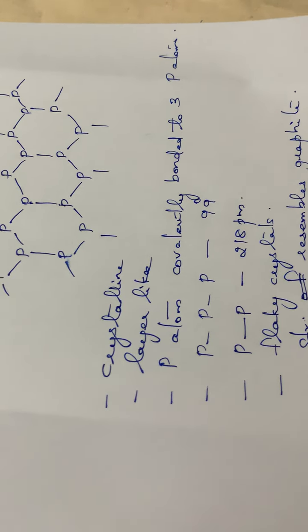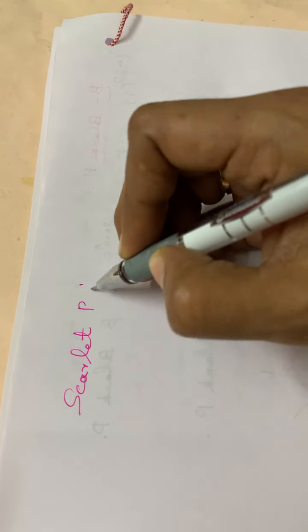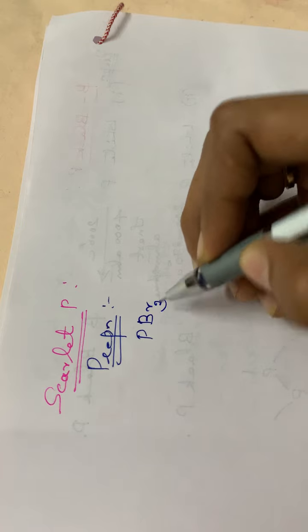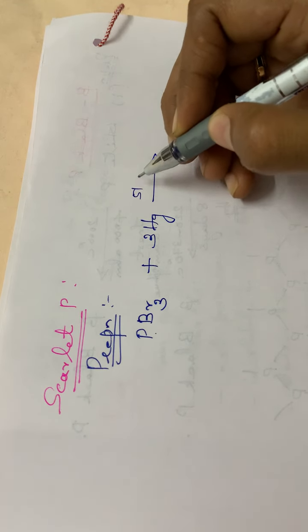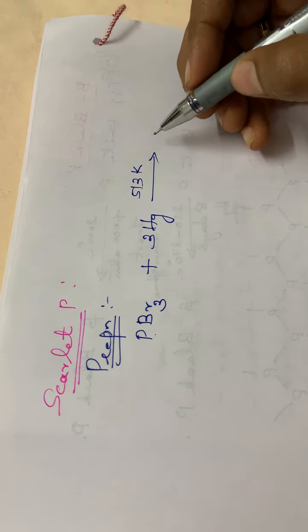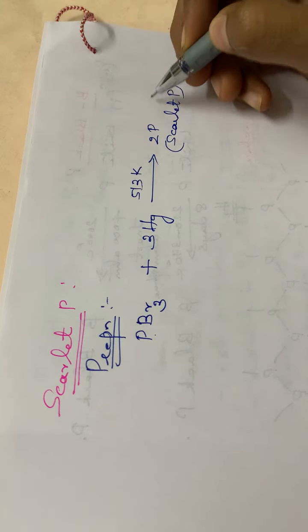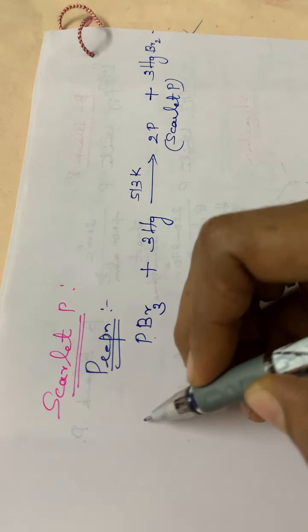So next is the scarlet phosphorus. First of all, preparation. It is obtained by heating phosphorus tribromide, PBr3, in presence of mercury at a temperature of 513 Kelvin. We will be having pure scarlet phosphorus, that means 2P, plus the byproduct mercuric bromide, HgBr2. So this is one method of preparation of scarlet phosphorus.